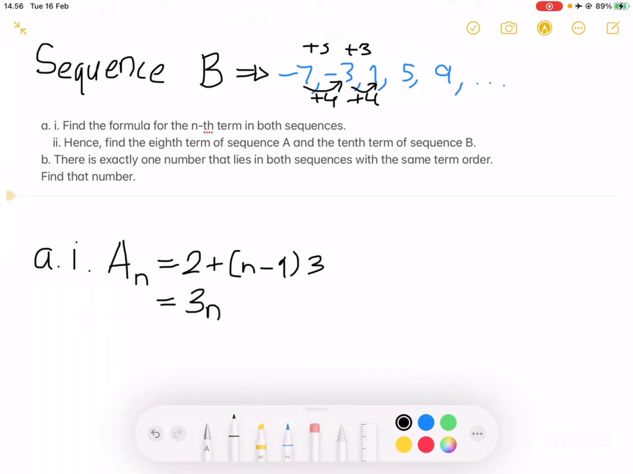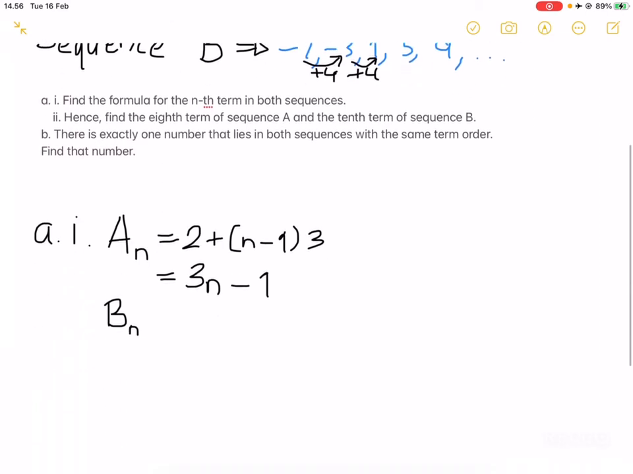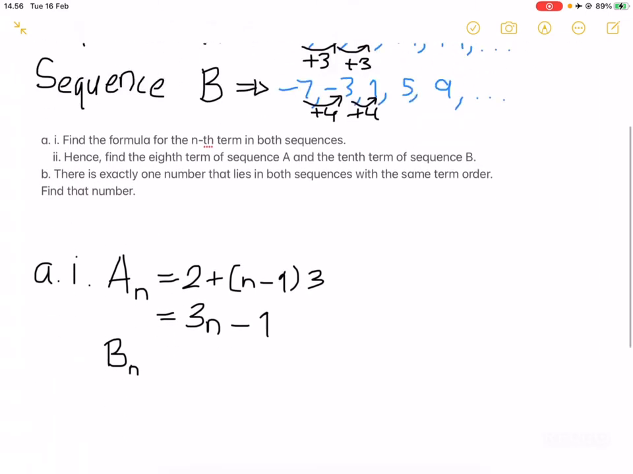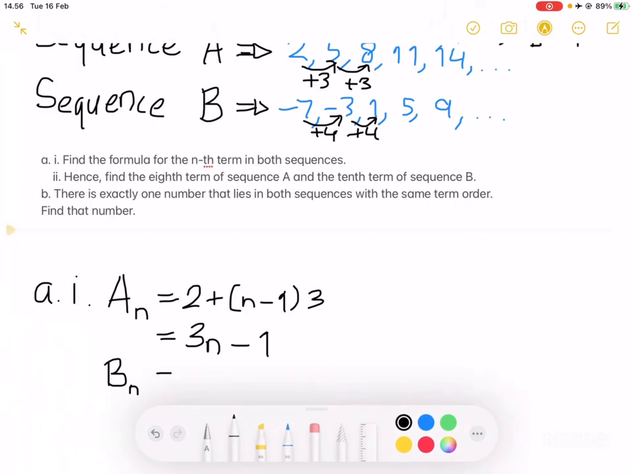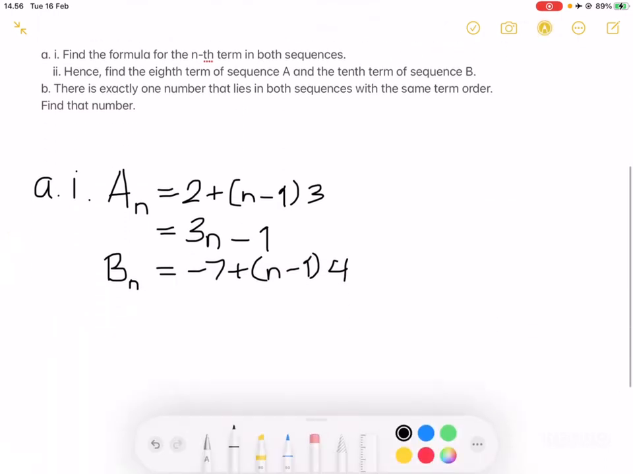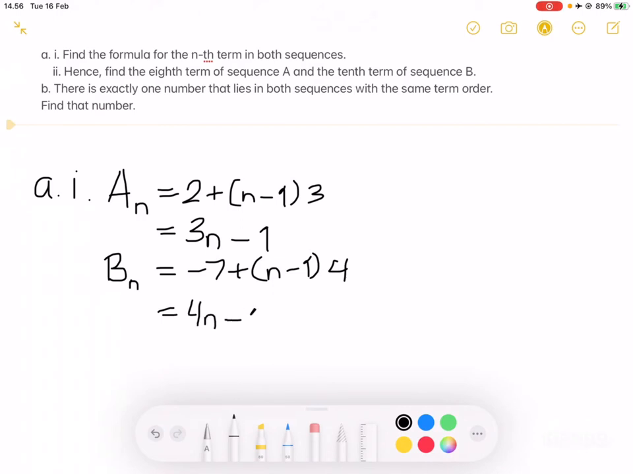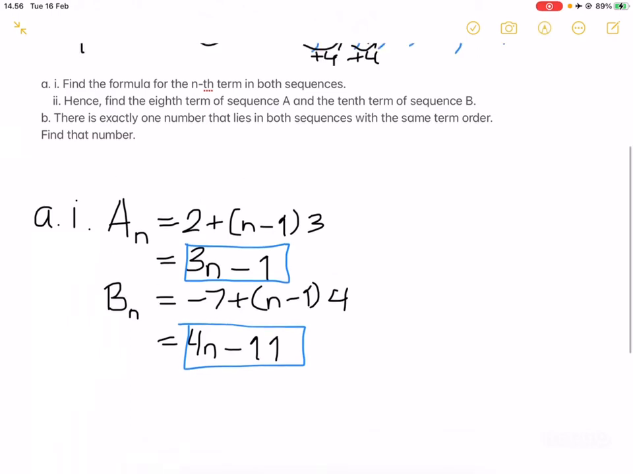Simplifying this, we'll get 3n minus 1. And for the nth term in sequence B, I'll just call it B of n. It will be the first term of sequence B, which is negative 7, plus n minus 1 times the common difference, which is 4. Simplifying this, we'll get 4n minus 11. So keep these in mind because these are tools for solving the next few parts.